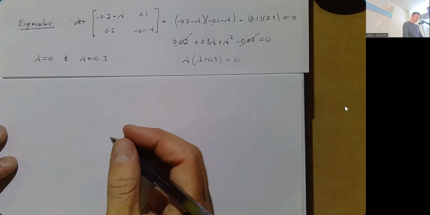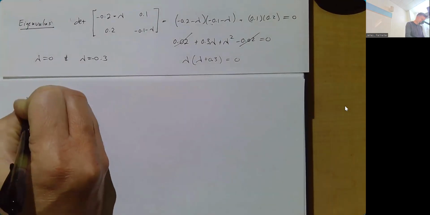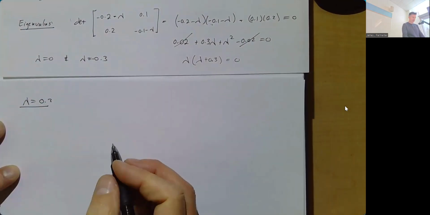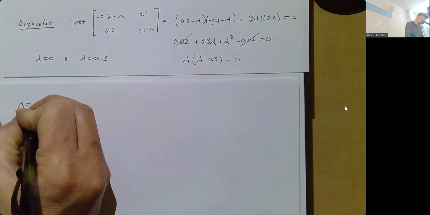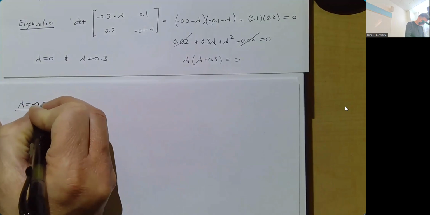I'll do it the way she likes to do it, because that's what you're doing in class. So for lambda equals 0.3, I'm just taking this matrix here and plugging in 0.3 for lambda. Sorry, negative 0.3. Holy smokes. One of these days.